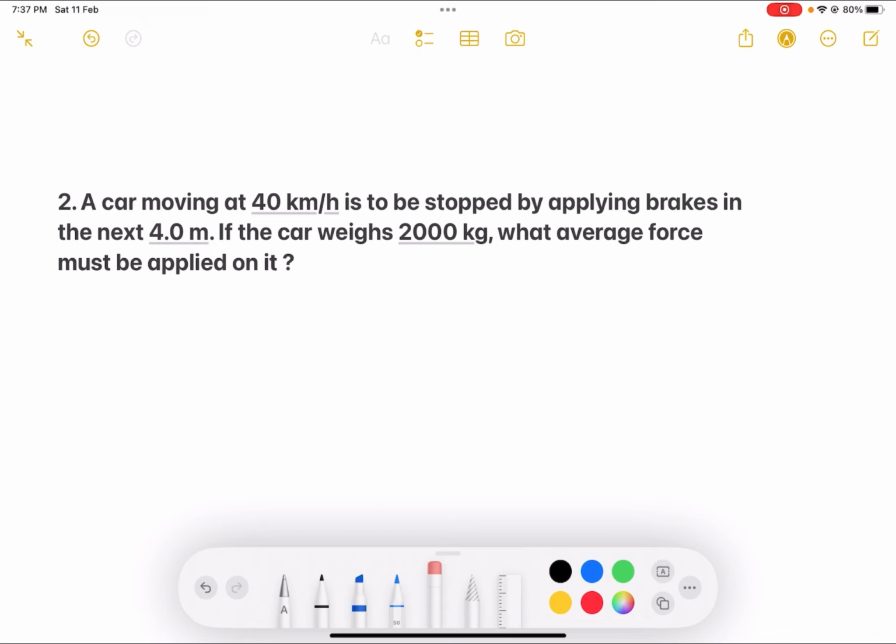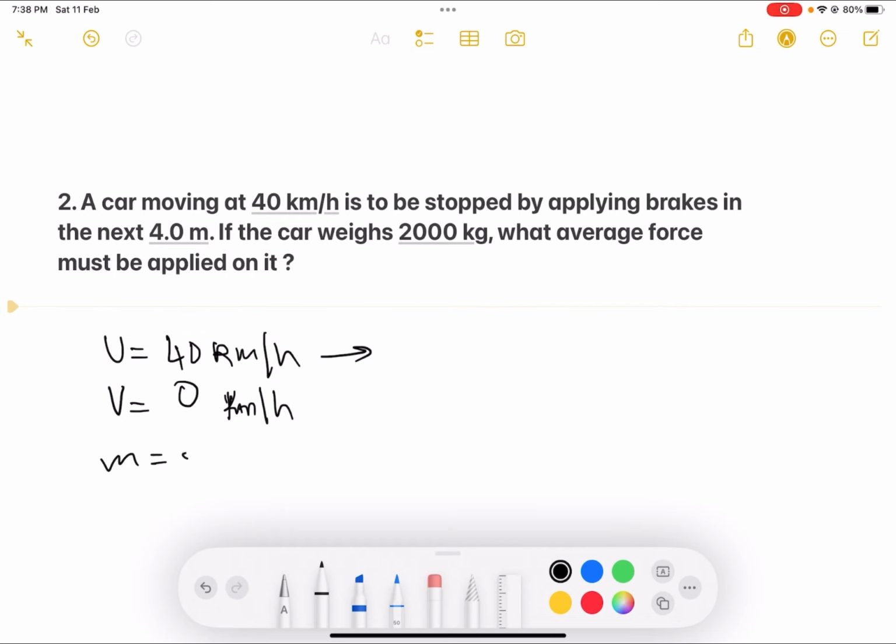In this question, we have a car moving at an initial velocity of 40 kilometer per hour. Now it is stopped by applying brakes in the next 4 meters, which means that the final velocity is 0 because we are stopping it. 0 kmph, and the car weighs 2000 kilos. What is the average force applied on it? So we are supposed to find out the force.